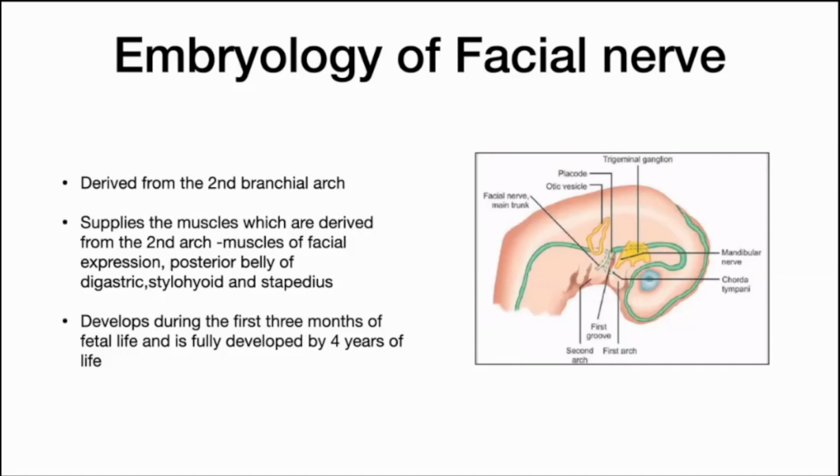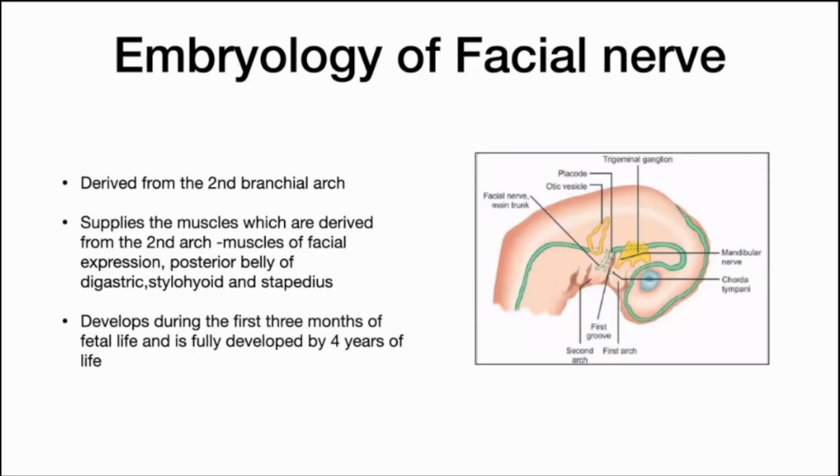So we'll start off with a very brief embryology and anatomy of the facial nerve. The facial nerve is derived from the second branchial arch, and it supplies the muscles which are all derived from the second arch: the muscles of facial expression, the posterior belly of digastric, the stylohyoid, and the stapedius muscle. It develops during the first 3 months of fetal life, and it is fully developed by 4 years.